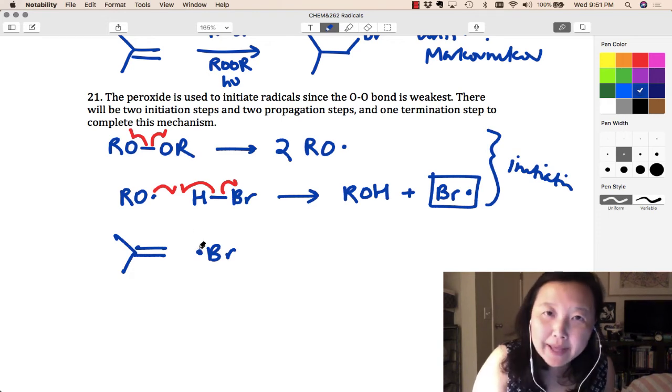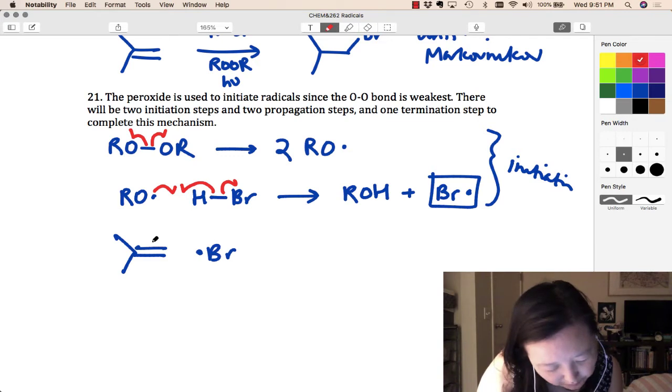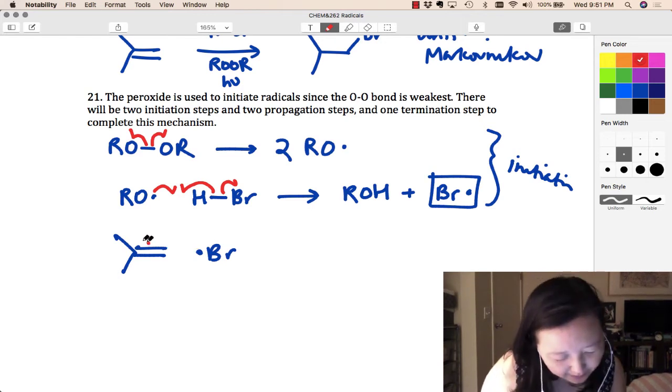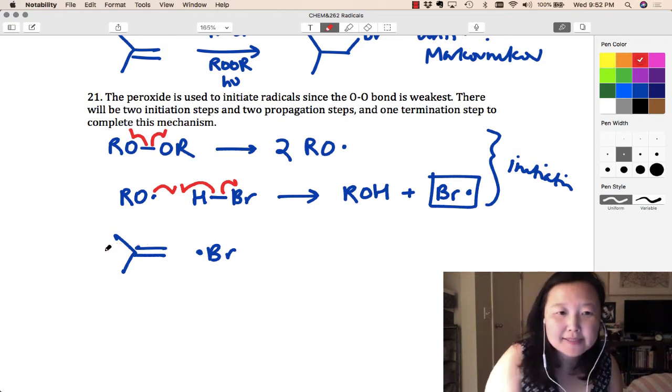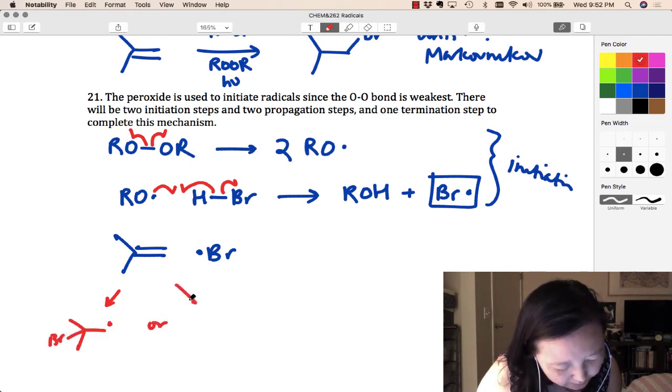Okay, so what we have here is two different ways that the pi bond can react with the bromine radical. Either the pi bond will bounce over to here and then make a bond with the Br, or it could bounce over the other way and then bond to the Br. If it does that, we could end up with the Br here and a radical here, or we could end up with the Br here and the radical here.